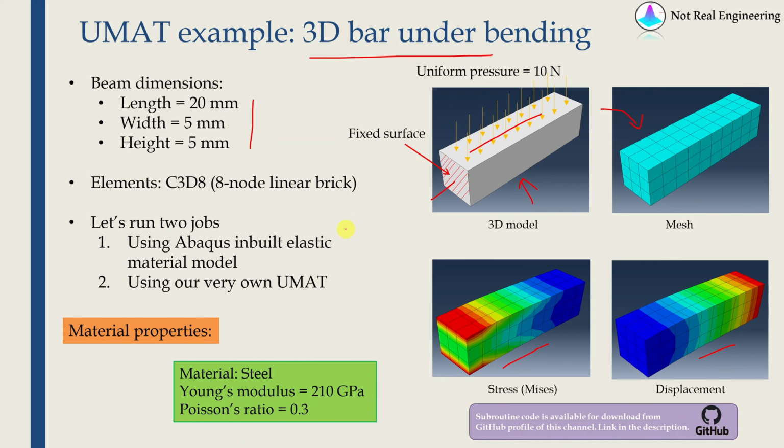I'm sure you must have guessed this is a very simple elastic material model which Abaqus already has. So that's the point. Here we are learning how to write a subroutine. Therefore we will run two jobs. Once we will run it using Abaqus inbuilt elastic material model, and then we will run it using our own UMAT, and we should see the exact same results. Hence it is very easy to verify if whatever we wrote is correct or not. And the material properties we are going to use: Young's modulus 210 gigapascal and Poisson's ratio 0.3.